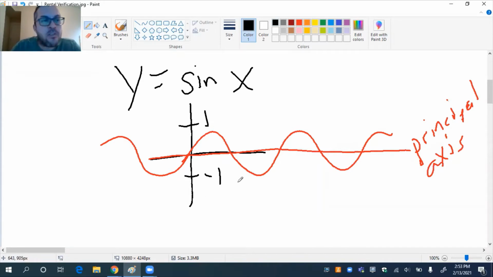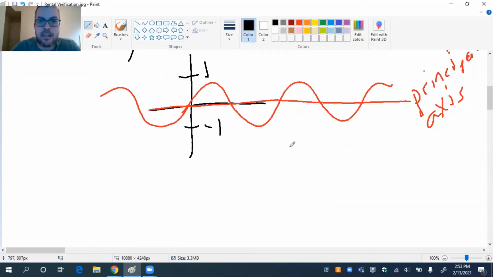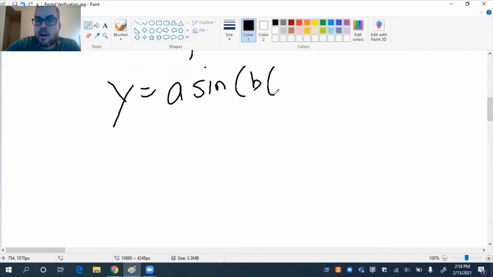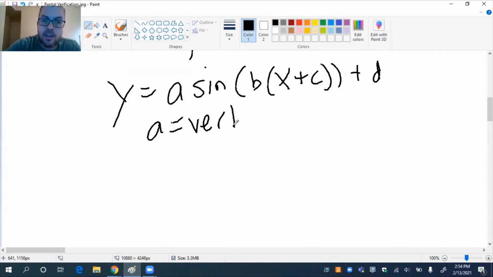Now, there's all sorts of different kinds of transformations that can take place. These are the transformations that I can have: y equals a times sine of b times the quantity of x plus c, plus d. Now a is the amplitude or the height of our wave. We can also call this the vertical stretch.